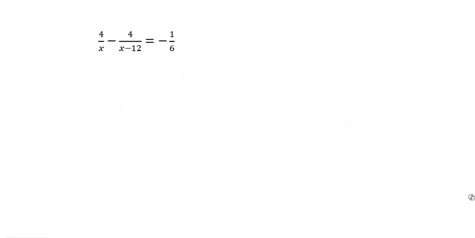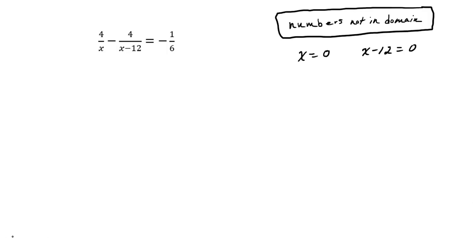Okay, for the next problem, we're going to start this off the same way by finding numbers not in my domain. So set each of my denominators equal to 0, and I get x to be 0 and x to be 12. So 0 and 12 are not in my domain.